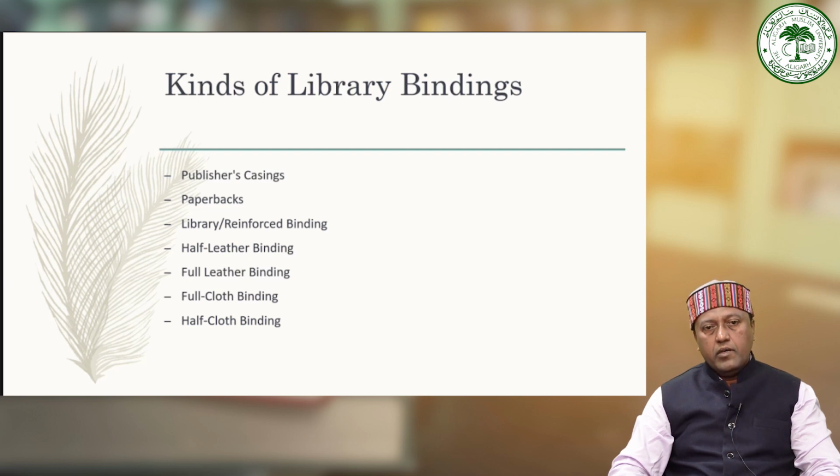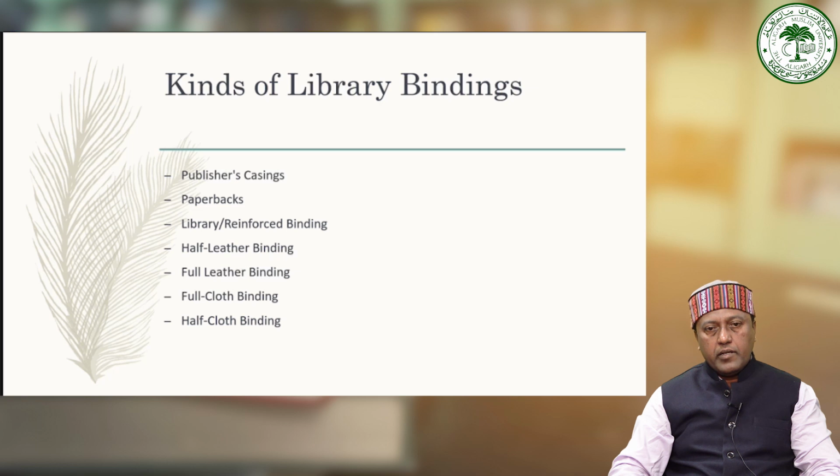Then we have reinforced binding. This involves strengthening weakened volumes by adding material to the areas that are prone to damage, such as reinforcing hinges with cloths or adding tissue to strengthen pages. This process helps extend the lifespan of the books, especially those frequently used in the libraries.